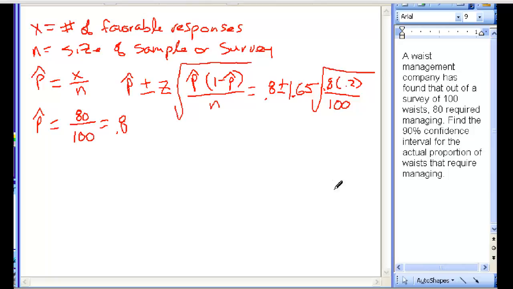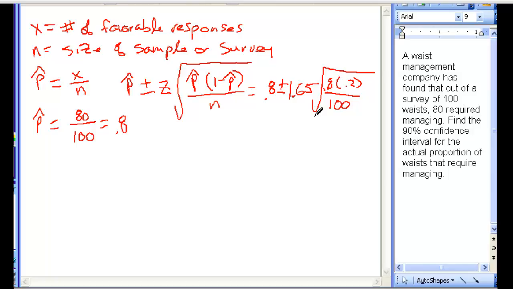We're going to look at the procedure for calculating the endpoints for a confidence interval when we are estimating a proportion. The problem says a waste management company has found that out of a survey of 100 wastes, 80 required managing. Find the 90% confidence interval for the actual proportion of wastes that require managing.